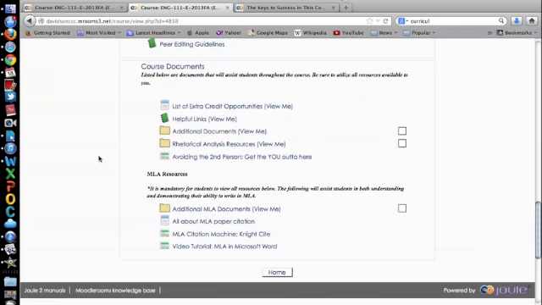The next module below major assignments is the module that contains all course documents. These documents will be of assistance to you at some point during this course. Be sure to view all resources provided to you.